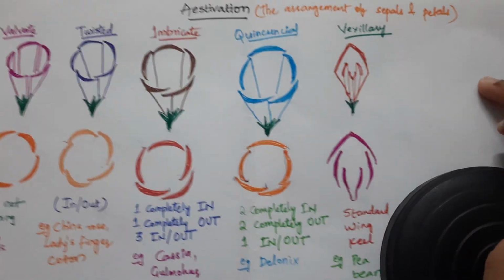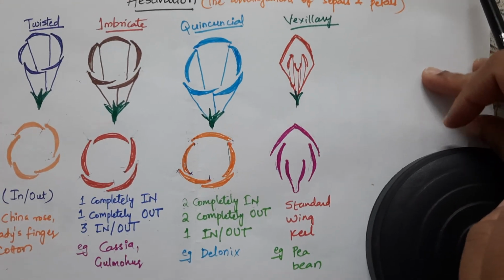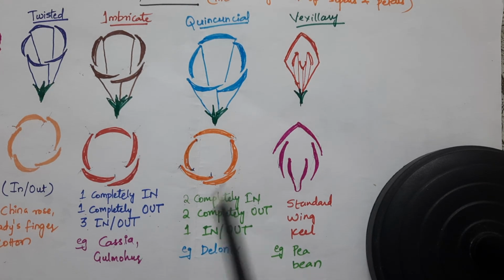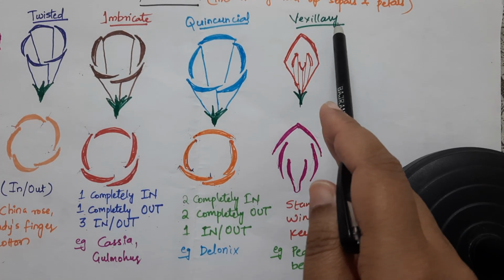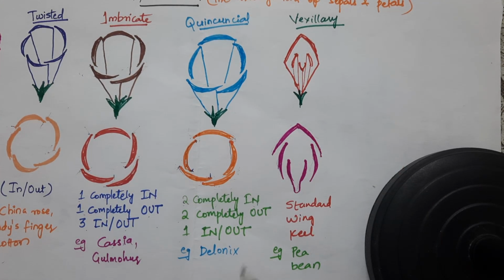Then the last and fifth one is the vexillary. Here in this vexillary, it is a special type of arrangement.